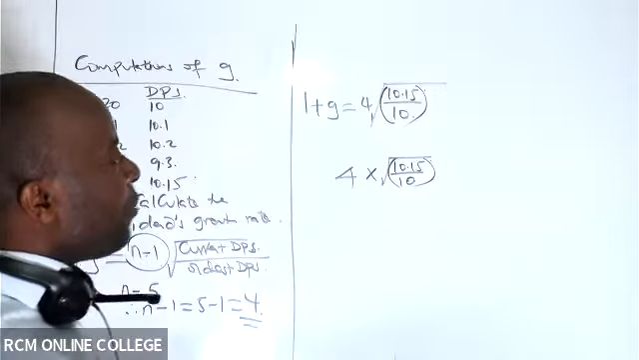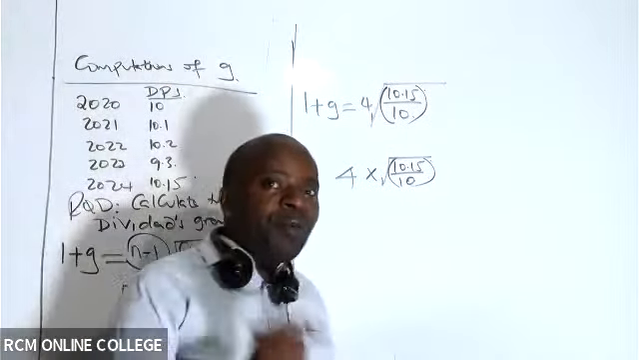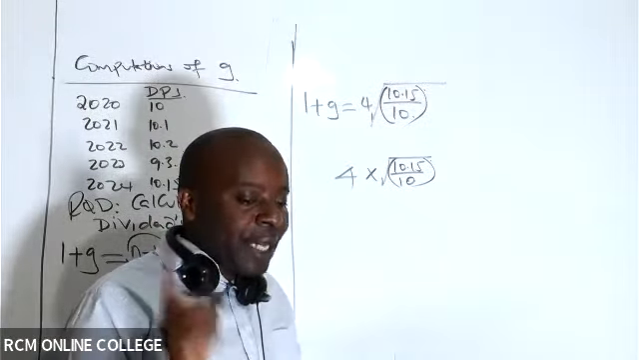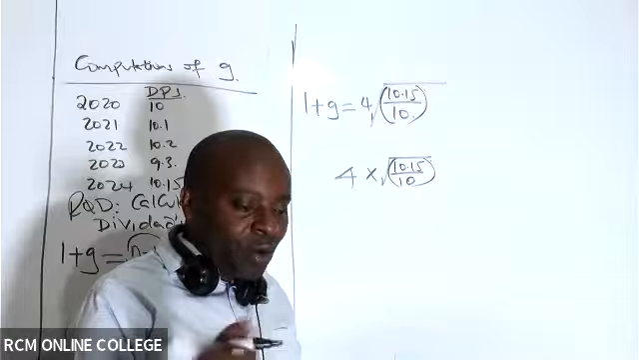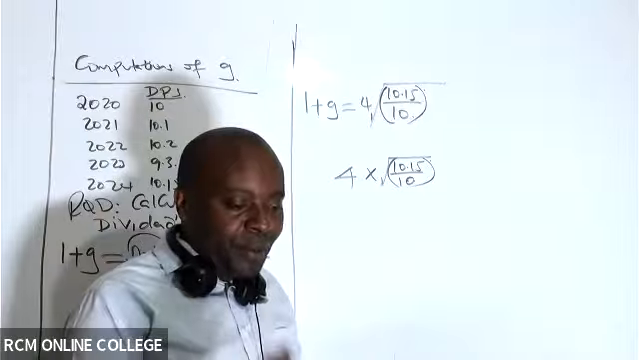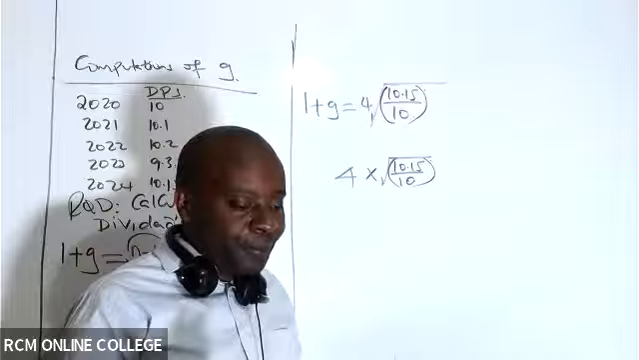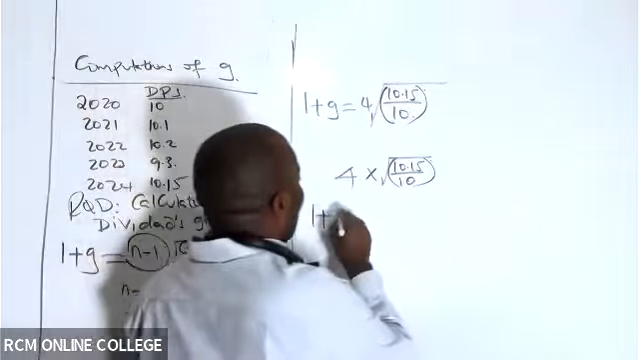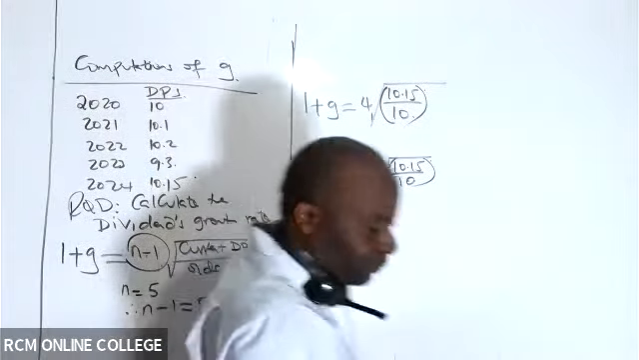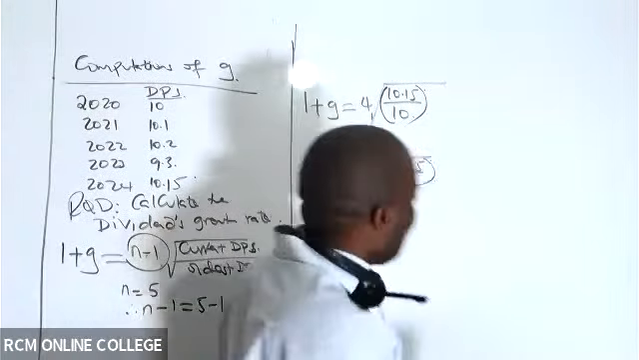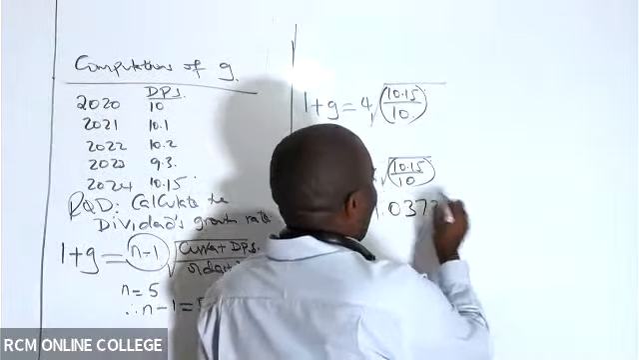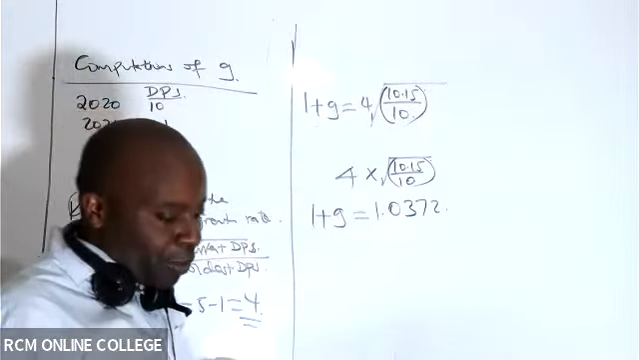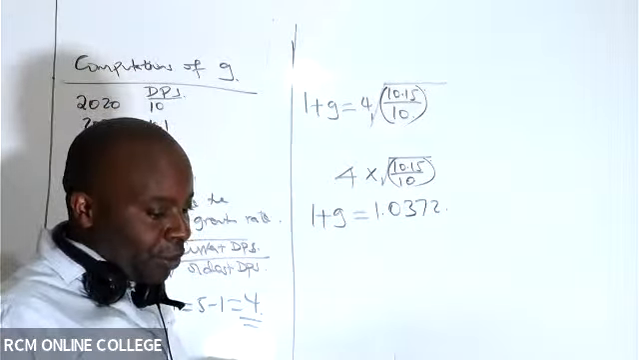So is there somebody who is able to give me this? Remember, if you are very keen, you will be able to see x root in your calculator there, on the pad. So Kamau is giving me that 1 plus growth rate equals 1 point something, 1.0372. Is there anybody who is able to get that 1.0372?